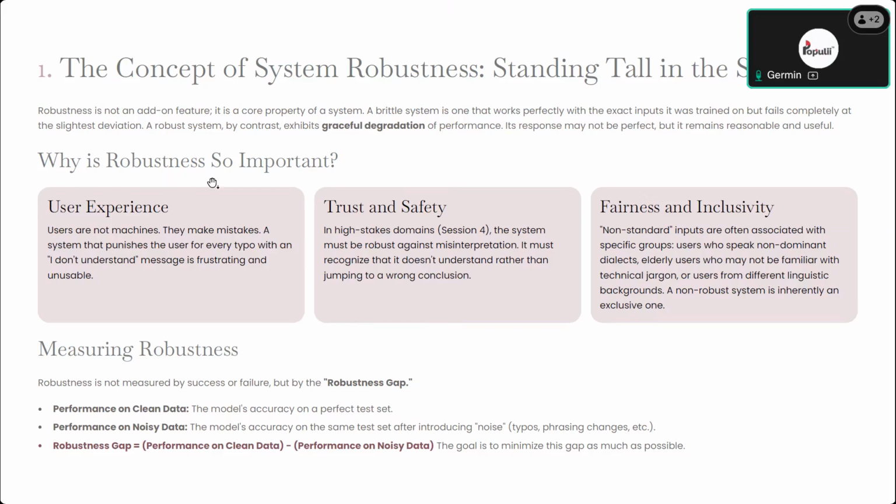So why is robustness so important? Actually, there are three main reasons why robustness is essential, and they are user experience, trust and safety, and fairness and inclusivity. Okay. First, user experience. Remember, users are not machines. They make spelling mistakes. They type fast, and sometimes they don't phrase their question very clearly. So, if a chatbot responds to every small typo with "I don't understand," that's frustrating. It creates a poor experience and makes the system feel unfriendly and unusable.